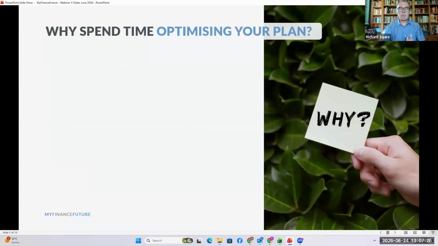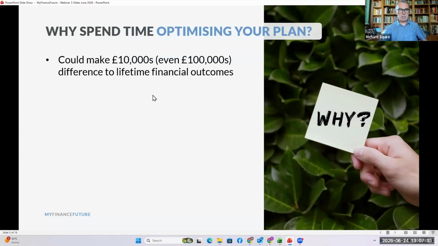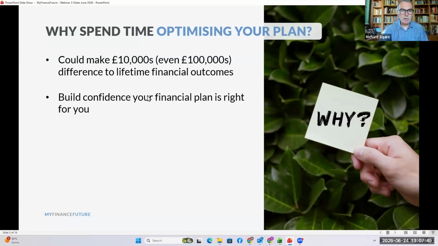Having said that, I want to emphasize why it's worth spending time optimizing your plan. The first thing, as James mentioned in the introduction, is that it could make tens or even hundreds of thousands of pounds difference to your lifetime financial outcomes. Hopefully you'll see from the example where those types of benefits could come from. So it's a worthwhile thing to do financially. Going through the process can help build confidence that your financial plan is the right one for you and you're happy with how it's taking you forward.